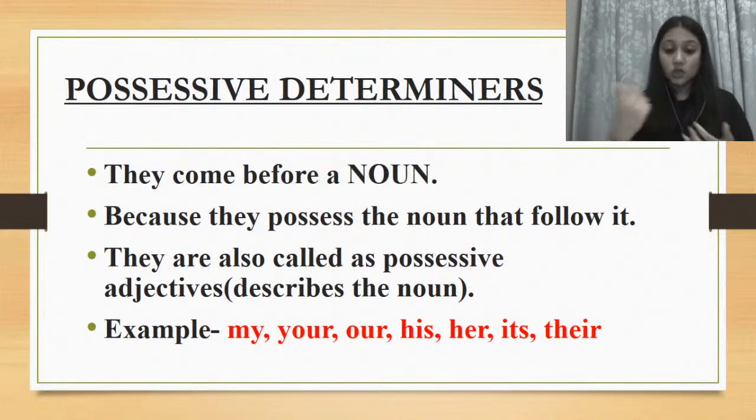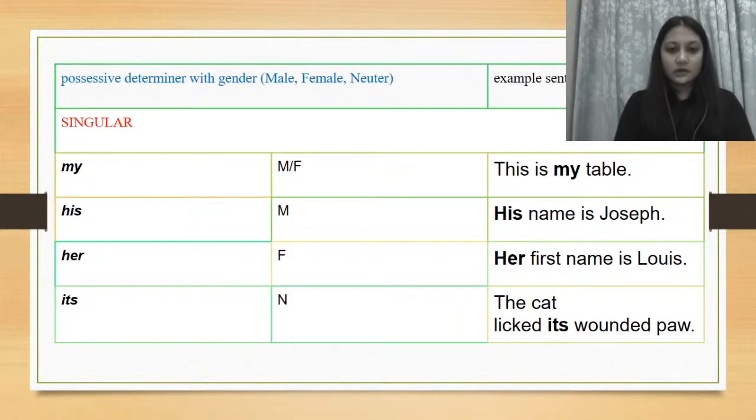They are my, your, our, his, her, its, their. So you have to keep these in mind while solving the questions. Okay, let's begin now. First of all, here is a tabular presentation of the singular possessive determiners when it comes to male, female, or neuter, right?